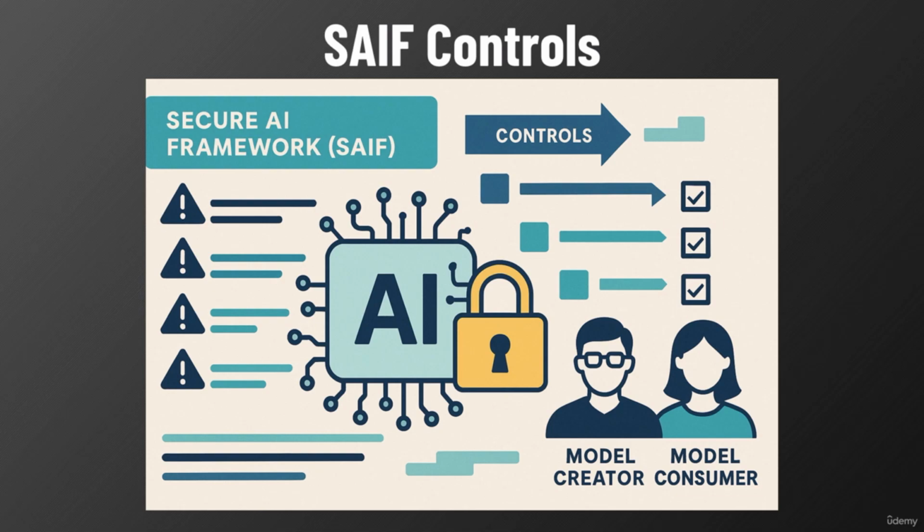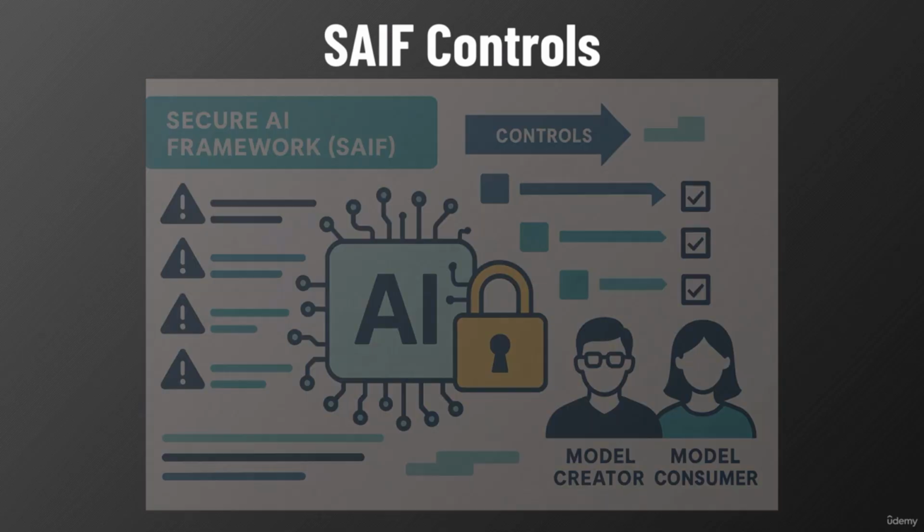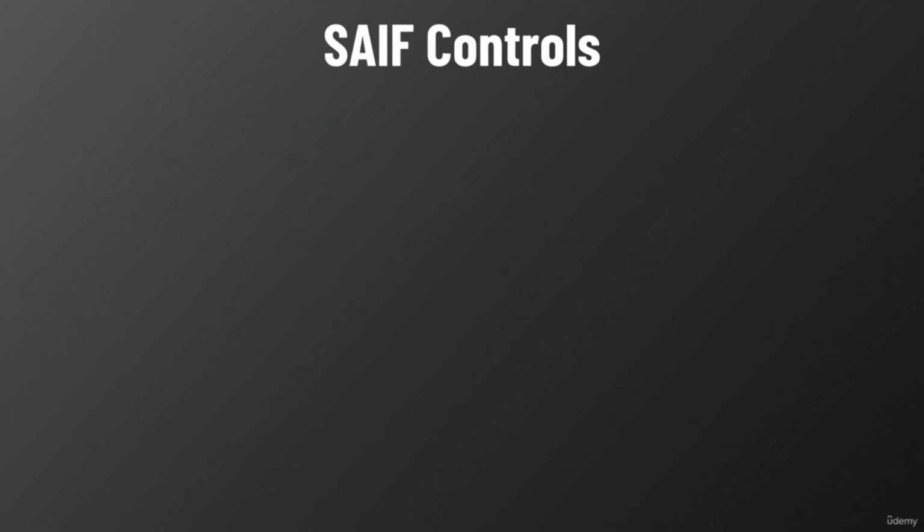The Secure AI Framework, or SAIF, doesn't just outline key security risks, it also defines how to mitigate them through specific controls. Each control is mapped to one or more risks and clearly identifies who is responsible for implementing it, whether it's the model creator, such as the organization building the model, or the model consumer, the organization deploying or integrating it. These controls provide practical, role-specific guidance to reduce risk across the AI pipeline, helping ensure secure and trustworthy AI deployments. Here are a few example controls defined in SAIF.